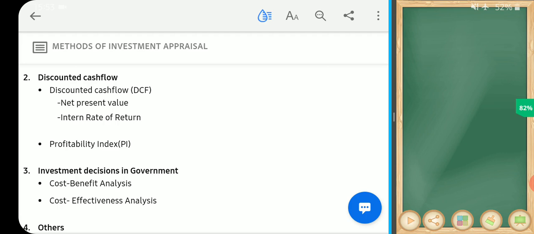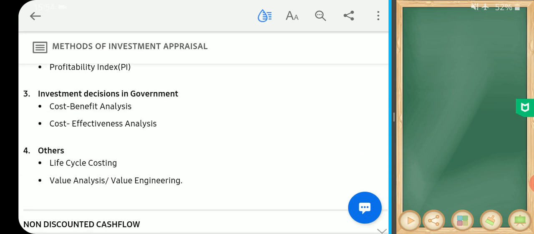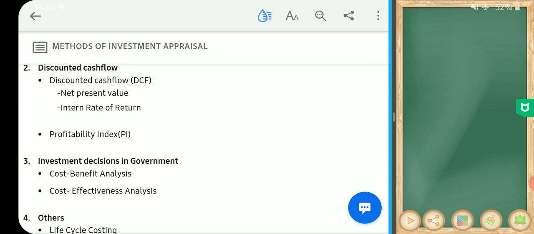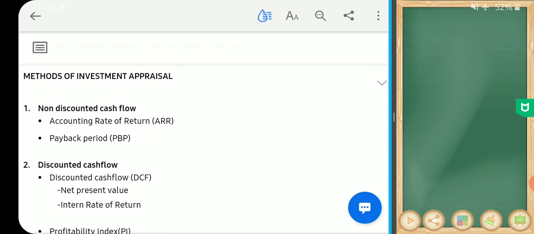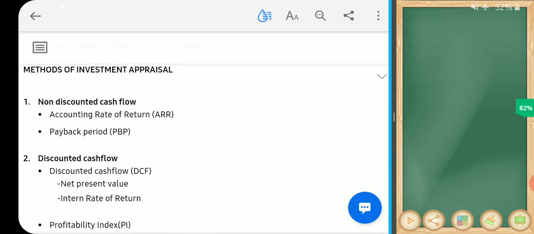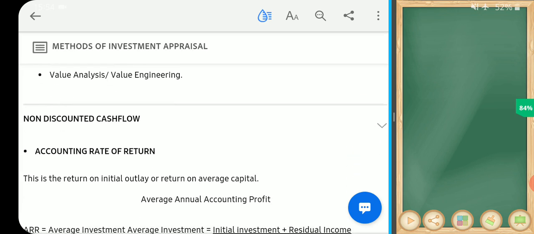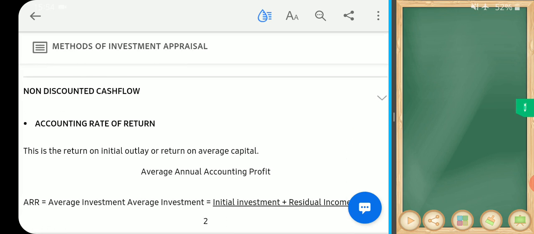Under investment decisions in government, we have the cost benefit analysis and cost effectiveness analysis. Then under others, we have life cycle costing and value analysis, also known as value engineering. So for today's class, we'll be looking at the first two, which is non-discounted cash flow and discounted cash flow. So we start with the first one, which is non-discounted cash flow.